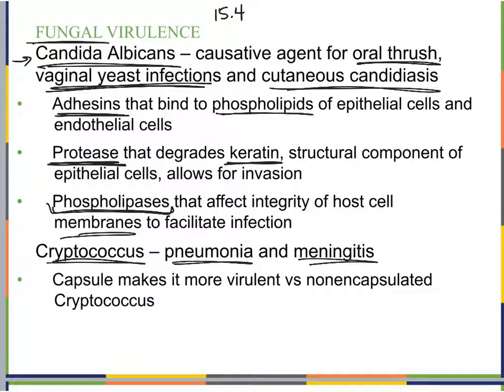Pneumonia and meningitis are from Cryptococcus. In this case, they make a capsule, and that's what's going to make it more virulent versus our non-encapsulated Cryptococcus. So we see a lot of the same things here with fungi as far as the adhesins, making proteases and lipases, and having a capsule in order to evade the immune system, making it more virulent and then allowing it to attach onto things and invade the host cell.